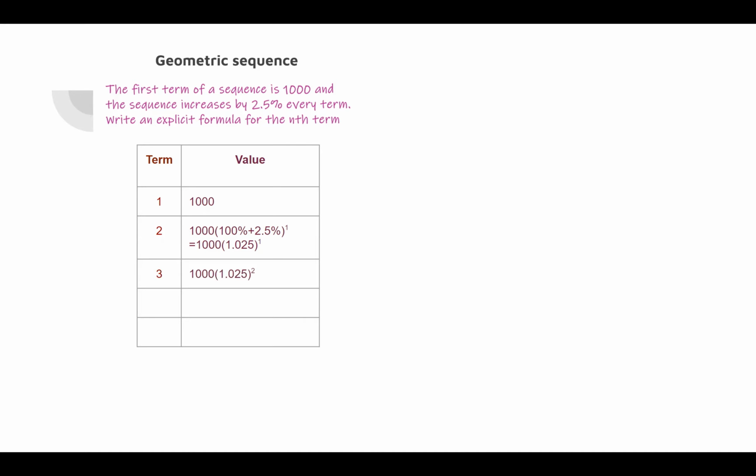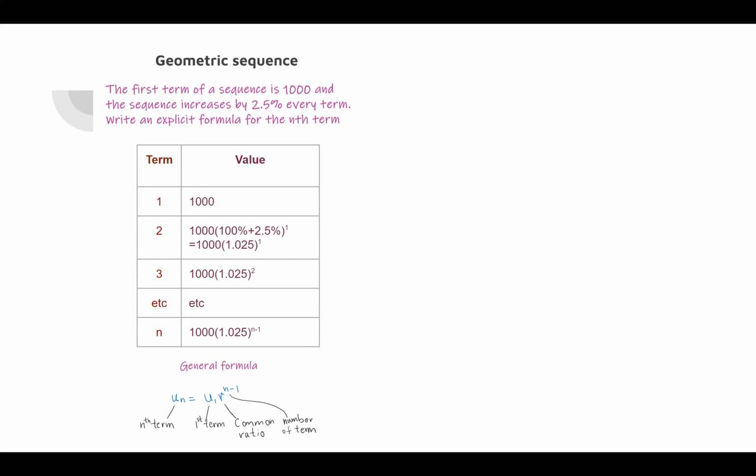The next term, the third term, would be 1000 times 1.025 to the power 2, because you simply multiply the previous term by an additional 102.5%, which is 1.025. You can keep going like this. Now notice the pattern that for the second term, the exponent is 1. For the third term, the exponent is 2. Therefore, for the nth term, the exponent is n minus 1.